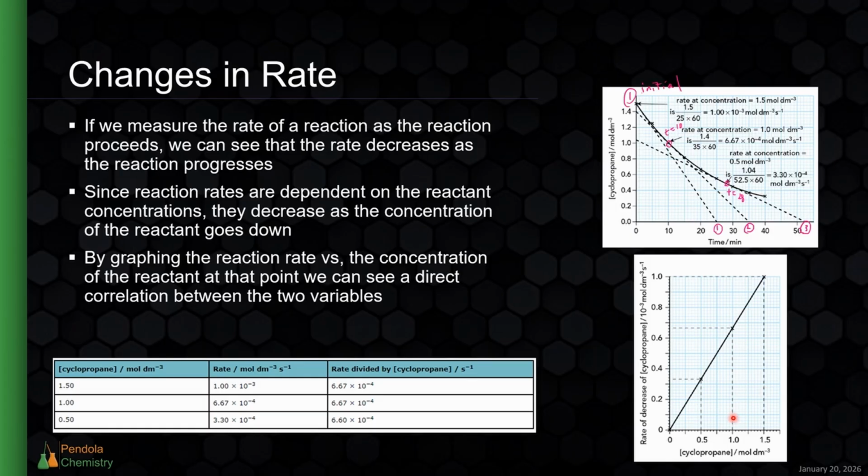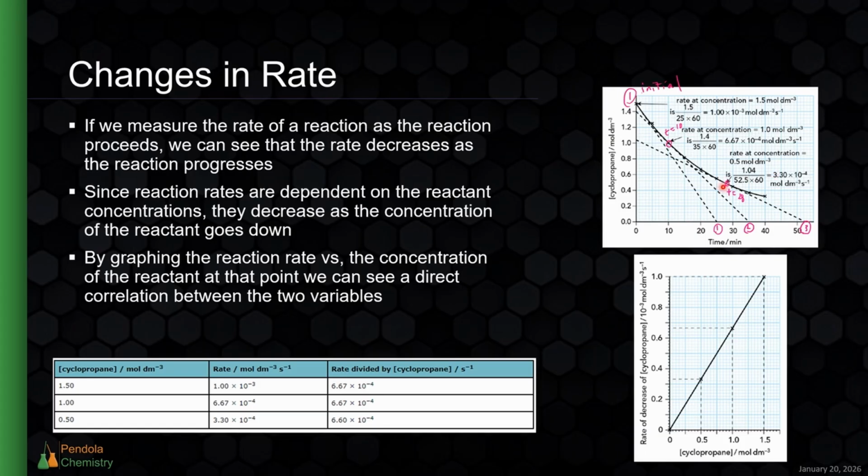So when the concentration of cyclopropane is 1.5, which is the very beginning of the reaction, the rate is high. It's 1 times 10 to the negative 3, which is what this is right here. When that concentration drops down to 1, which is the concentration that it reaches at time 10 minutes, the rate of the reaction has slowed down to around 6.67 times 10 to the negative 4.